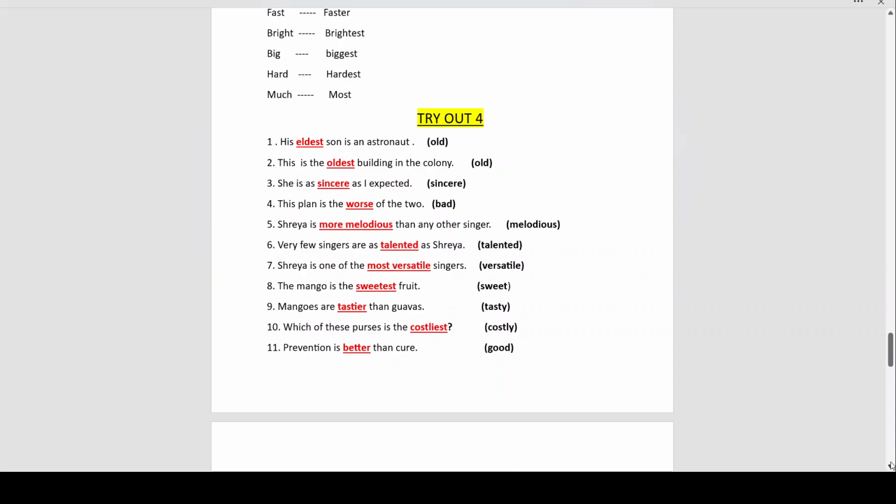Now number 3. She is as dash as I expected. Sincere. Now this does not follow any rule, and where we use as, the positive remains the same. So she is as sincere as I expected.